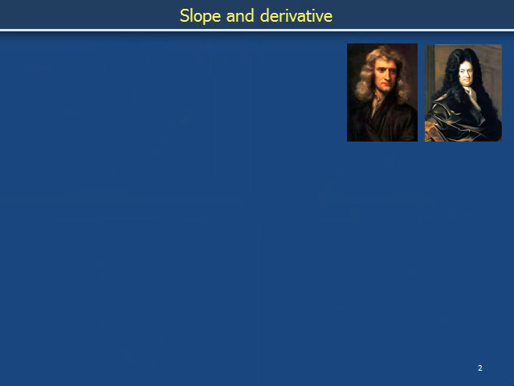Sir Isaac Newton on the left and Gottfried Leibniz on the right are commonly considered the founders of differential calculus, which is, crudely speaking, a study of instantaneous slopes.